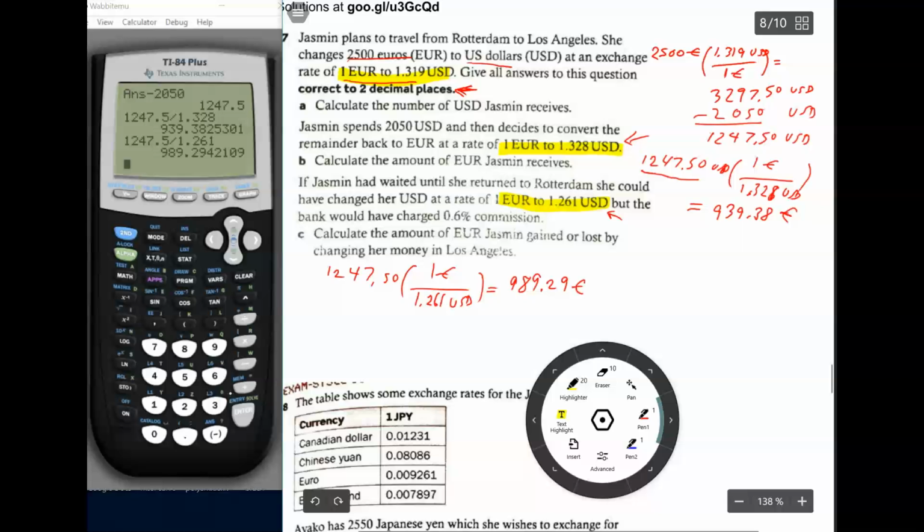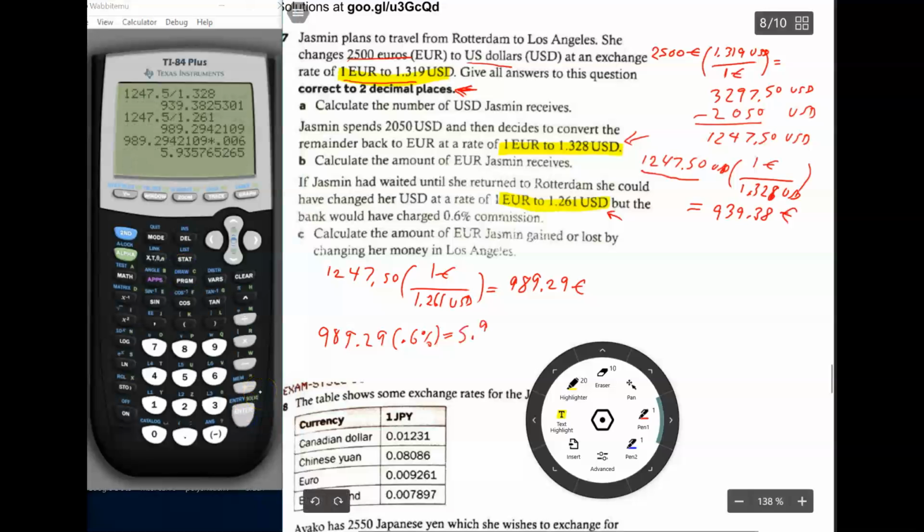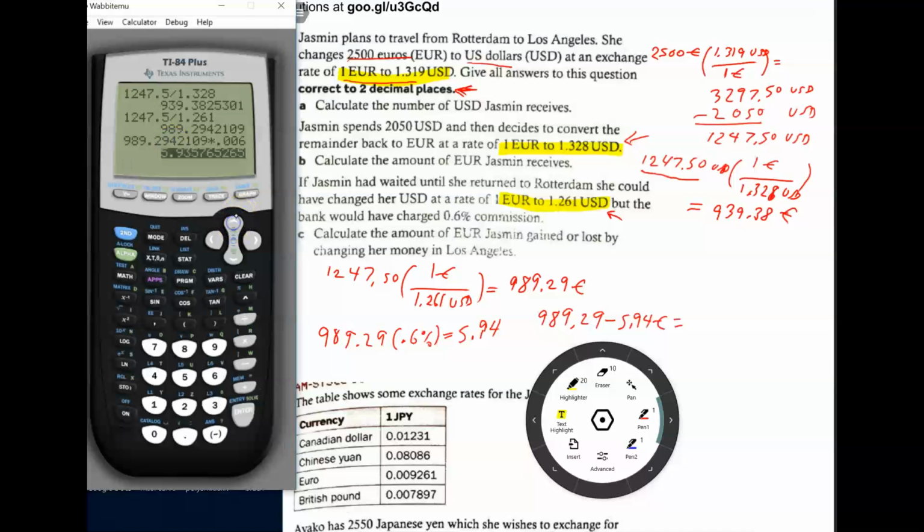So what would the commission be? The commission would be 989.29 times 0.6%. So let's see how much the commission is. 989.29 times 0.006, because for a 0.6% commission, I would multiply that times 0.01 to find out what the percentage is. And I find out that the commission is going to be 5.94. And so I'm going to take the original amount that I got in Rotterdam, and I'm going to subtract out the 5.94 euro commission, and I'm going to get this minus this, 983.36.